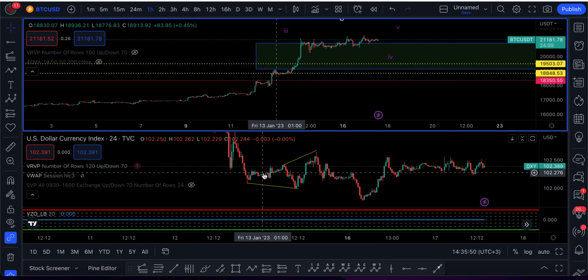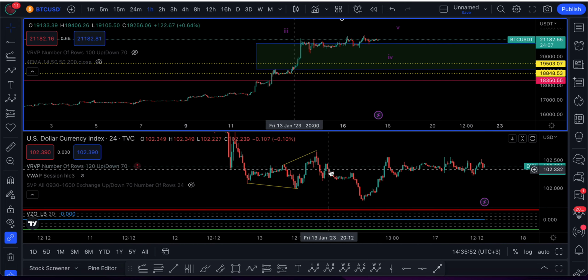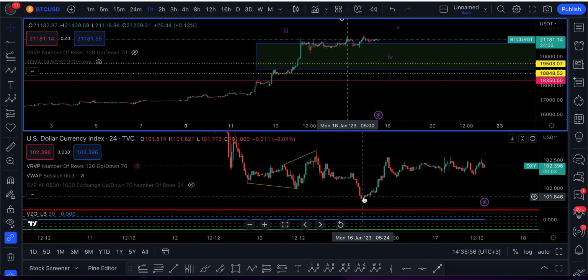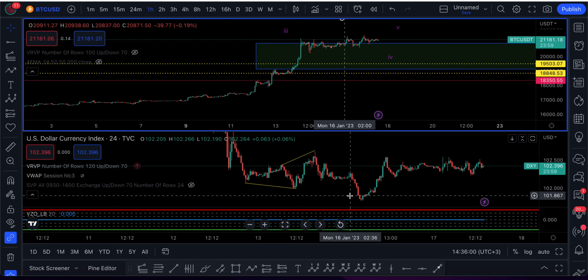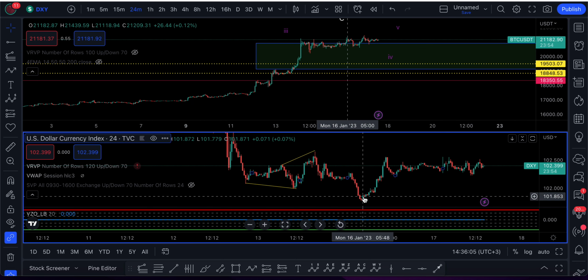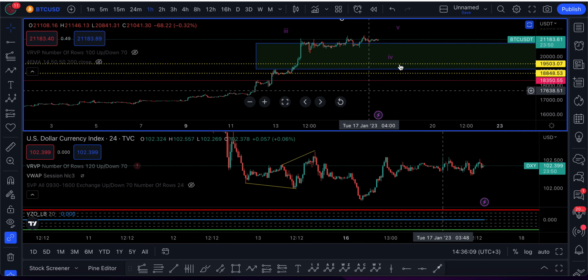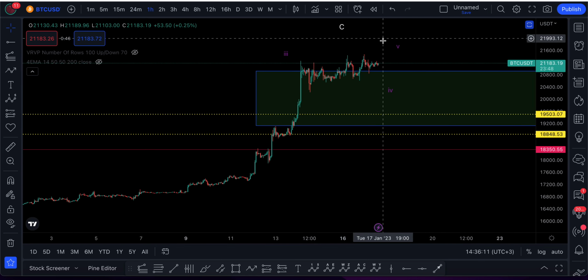Okay, so this is our DXY. If you remember, I mentioned when we were around here that DXY is going to make that move to the upside. And if you see the vertical line, it's right about the point where BTC made that move to the upside, right? Okay, so let's get back to the main chart.